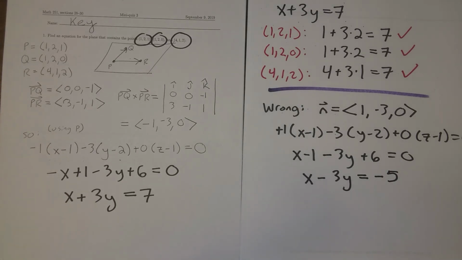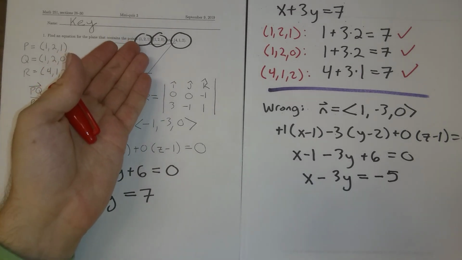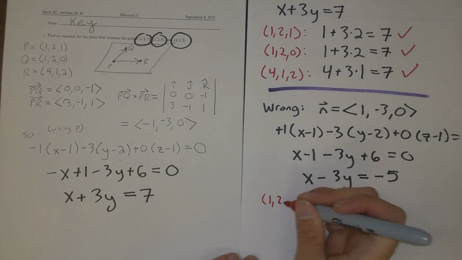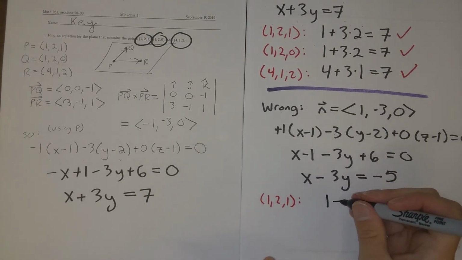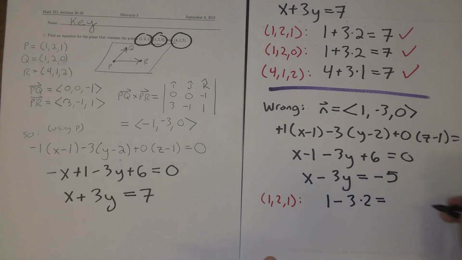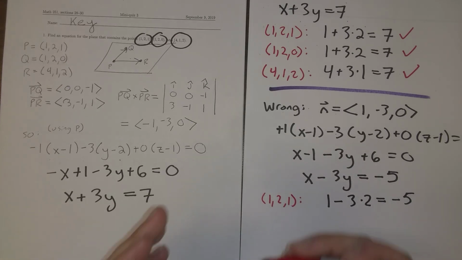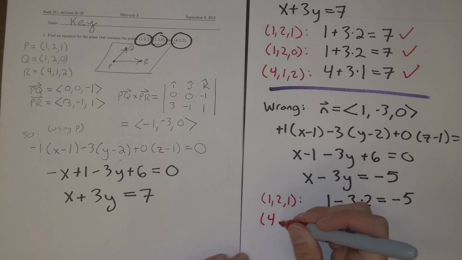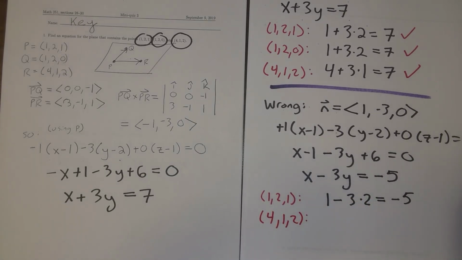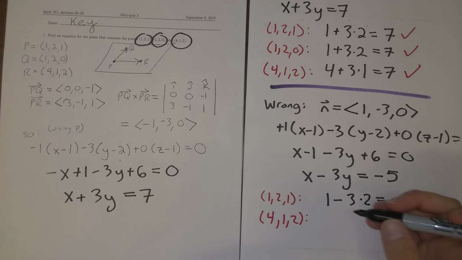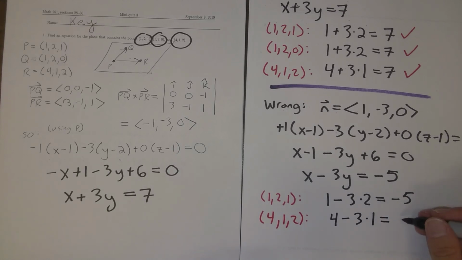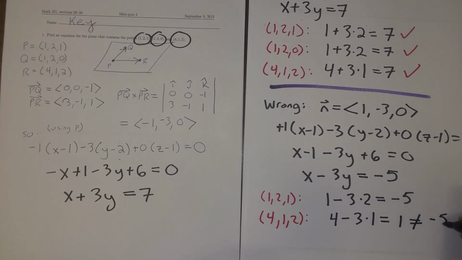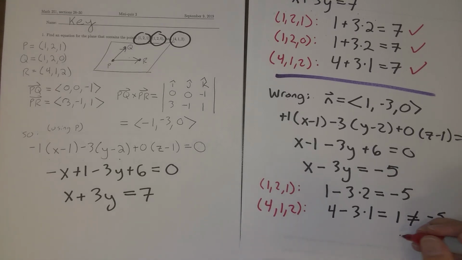And so let's see once again with our points over here, when we plug in these points, do we satisfy this? Well, (1, 2, 1) is going to give us 1 minus 3 times 2 is equal to minus 5. So that is good. And (1, 2, 0) has the same effect. But what happens when we do (4, 1, 2)? That would end up being 4 minus 3 times 1 is equal to 1, which is not equal to minus 5. And so that says something has gone wrong.